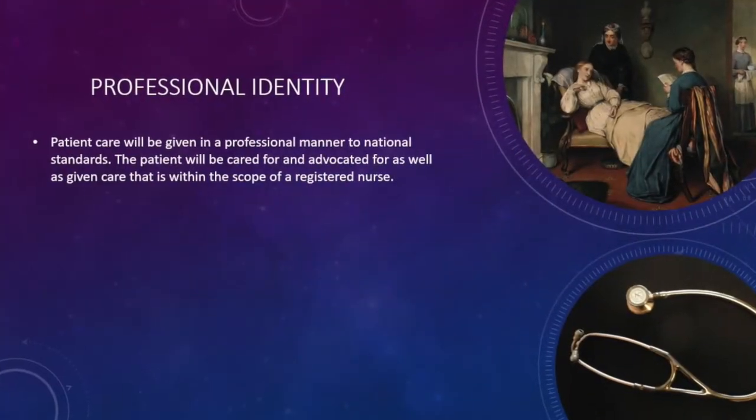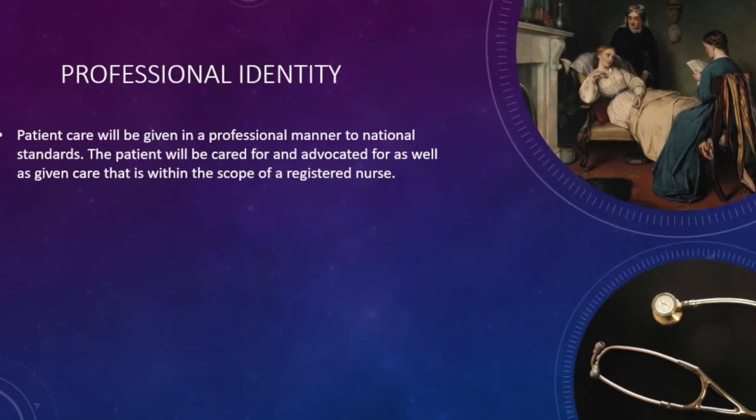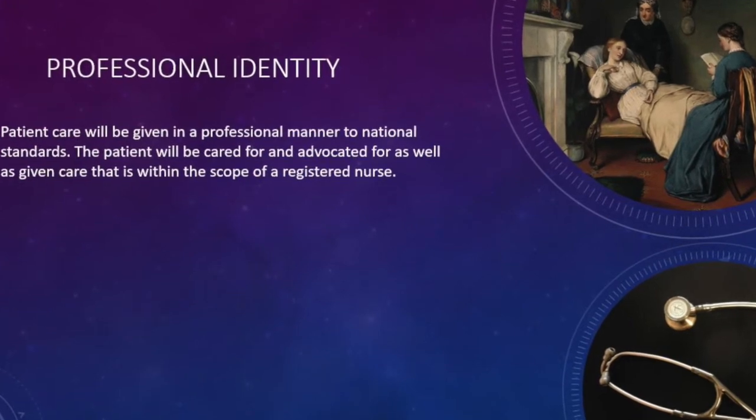Nursing judgments for this patient will be made using evidence-based practice, national standards of care, and input from the patient and their caregivers so that they may receive the most appropriate care possible. Professional identity for this patient will be that care will be given in a professional manner to national standards. This patient will be cared for and advocated for, as well as given care that is within the scope of the registered nurse.